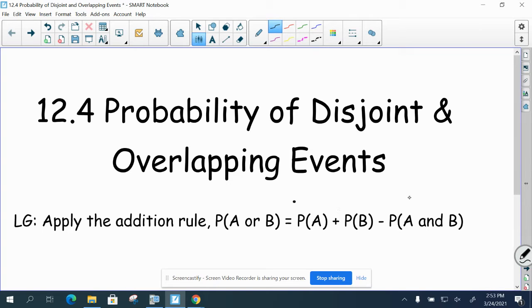which is the probability of A or B equals the probability of A plus the probability of B minus the probability of A and B. So we're going to learn about this rule, what it means and how to use it. This is actually an equation that will be provided to you on your formula sheet for the AIR test. So you actually don't have to memorize this, which is nice.